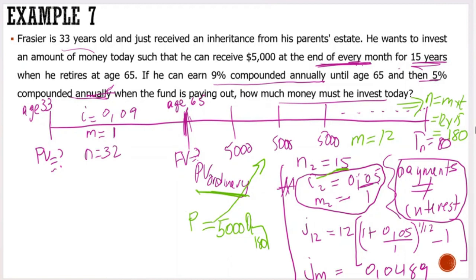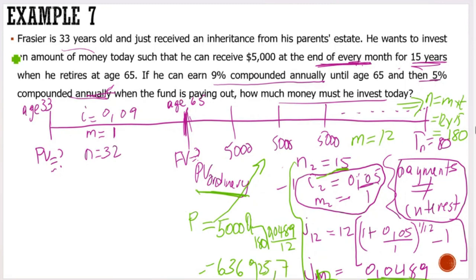What is the interest rate that you're working with? You are working with this interest rate, which is 0.0489. Remember, you still have to divide it, it's compounding monthly. Okay, you plug this into your calculator. This is going to give you 636,925.79. Remember, this is a P ordinary.